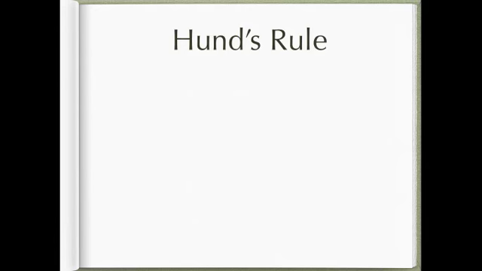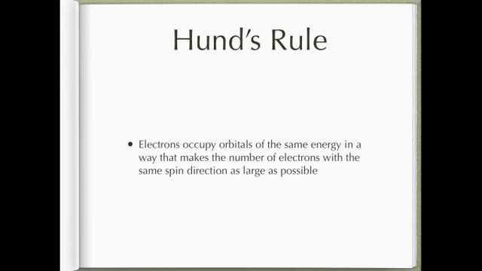Then our third rule is Hund's rule, which states that electrons occupy orbitals of the same energy in a way that makes the number of electrons with the same spin direction as large as possible. Now that is totally confusing if you read it, but basically what they're saying is that they're going to fill separate orbitals first before they start doubling up.